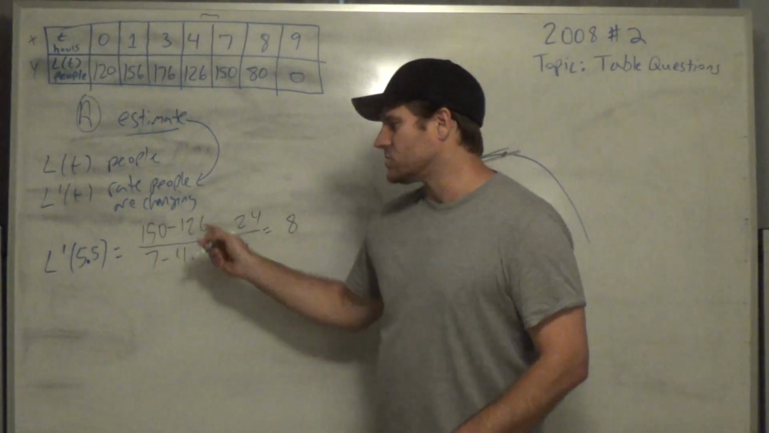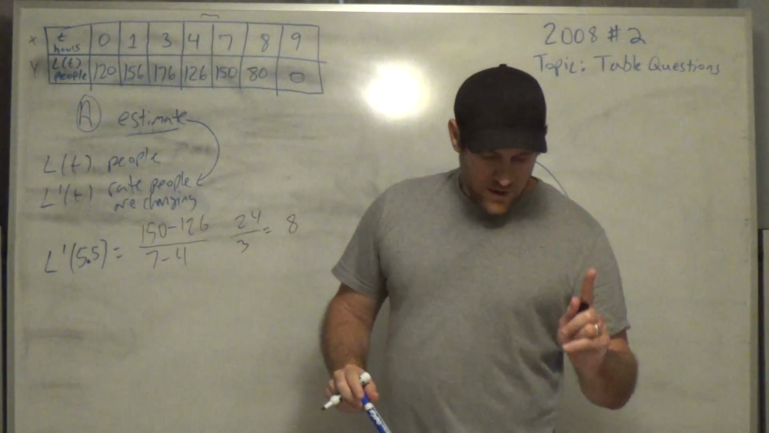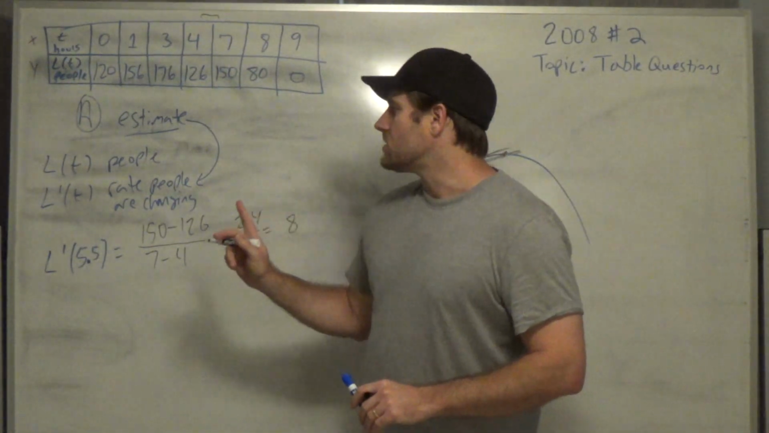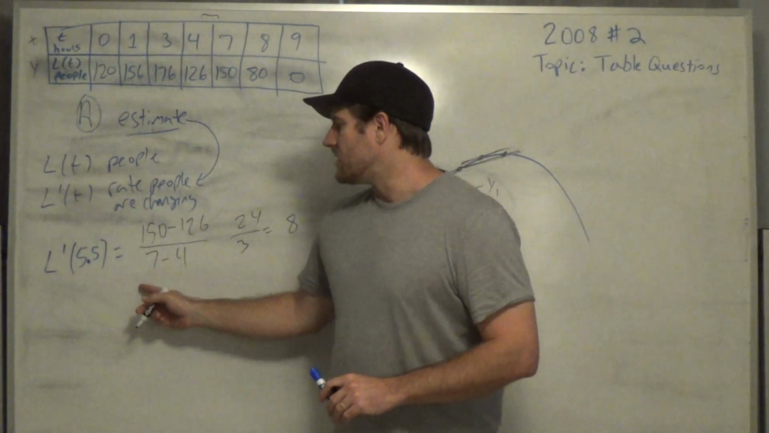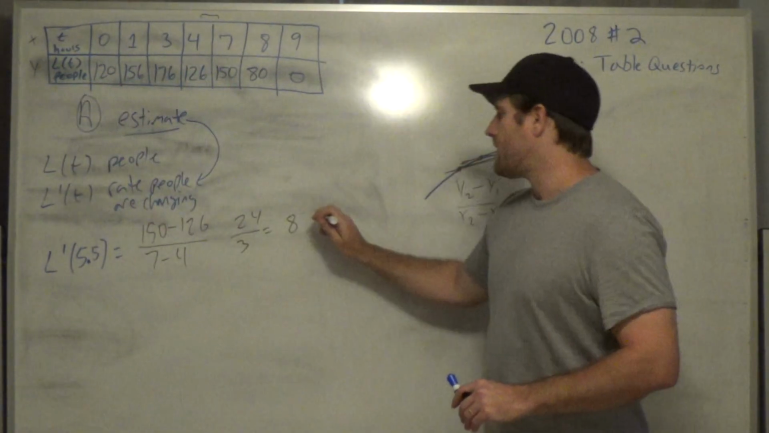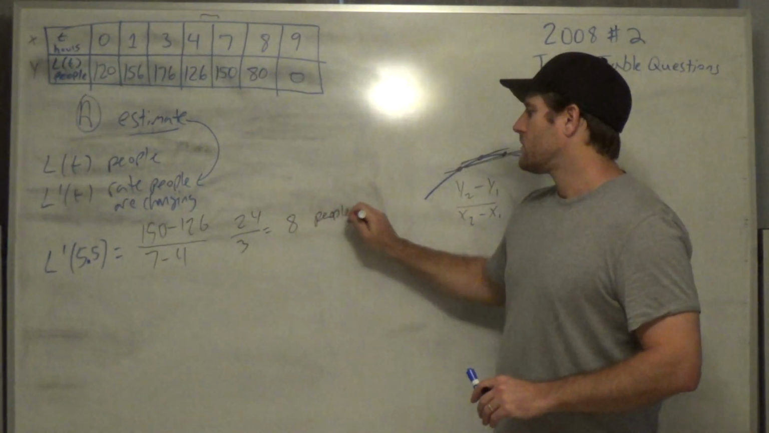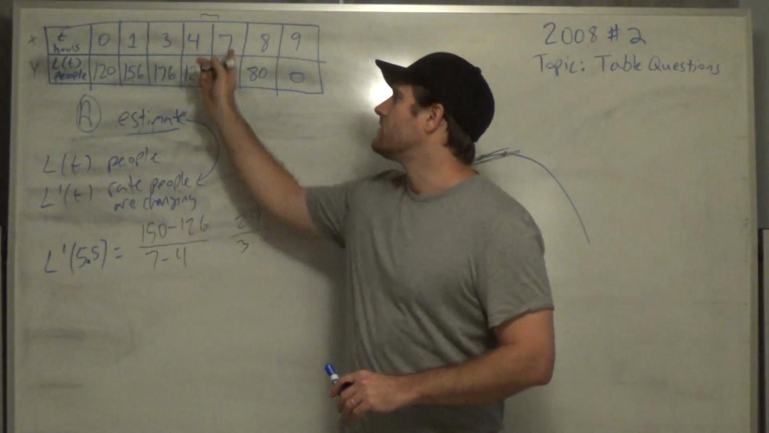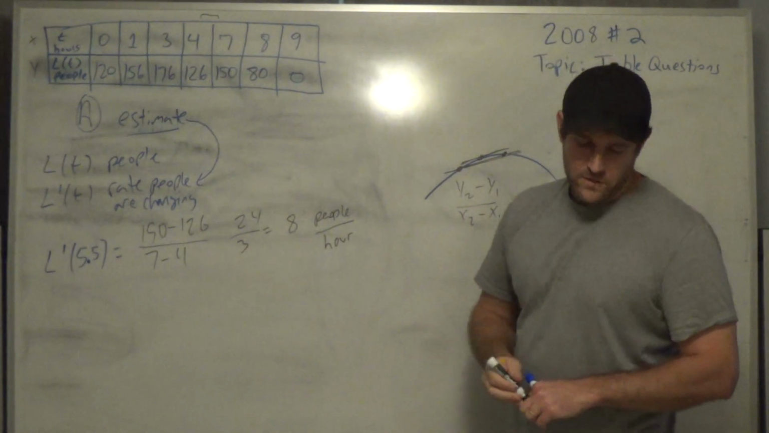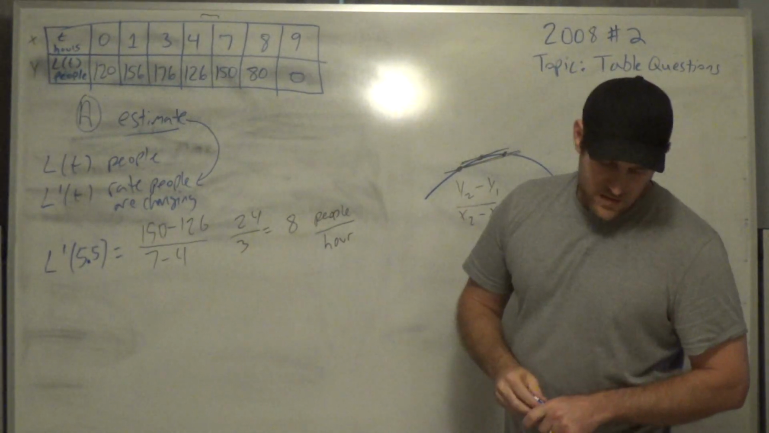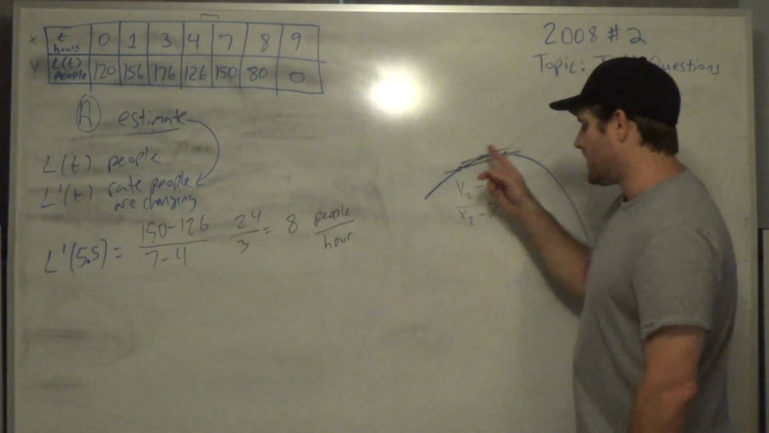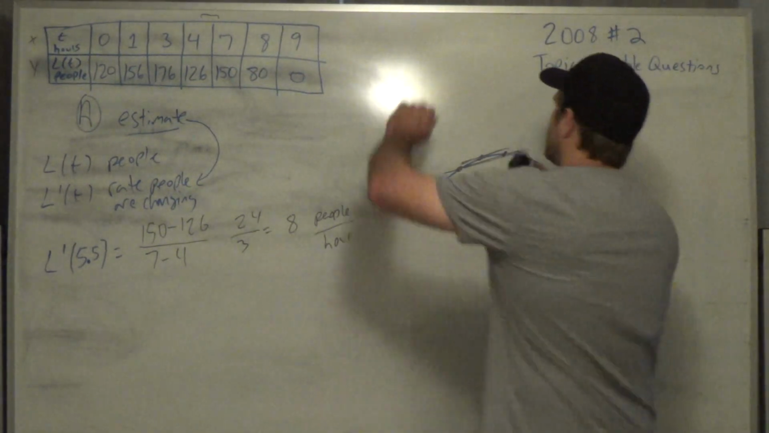You could actually leave this as your answer, but they do ask for units. So let's go ahead and find the units. We subtracted these numbers on top, so we subtracted people on top. And on the bottom, we subtracted 7 and 4, which are hours. So this gives 8 people per hour. That's the rate that the number of people are changing at time about 5.5. Again, it's an estimate of the slope. All right, that's part A. Let me erase that.